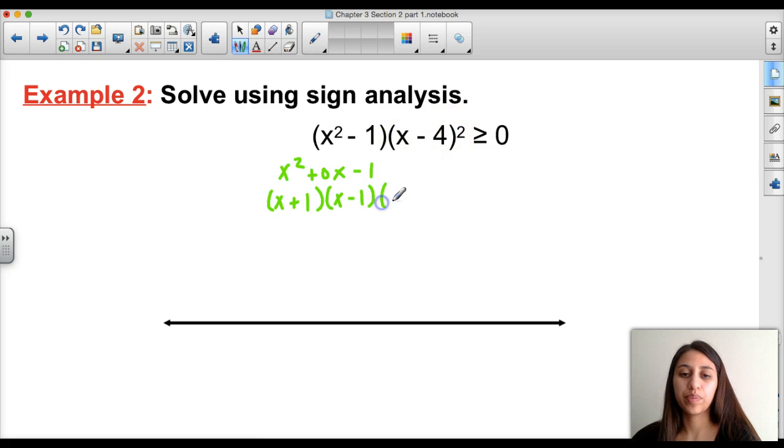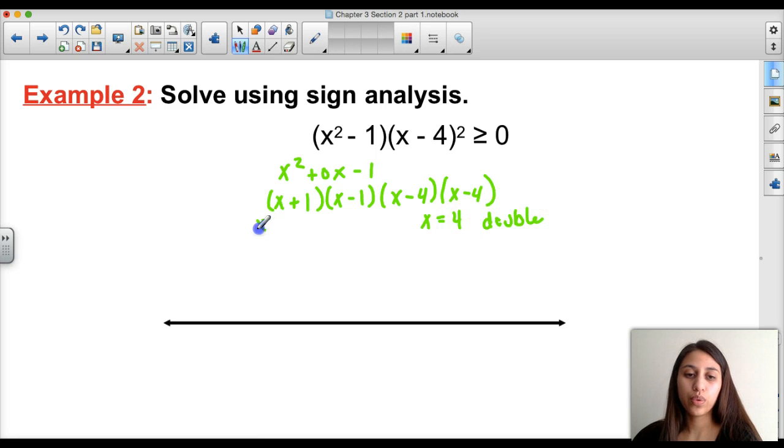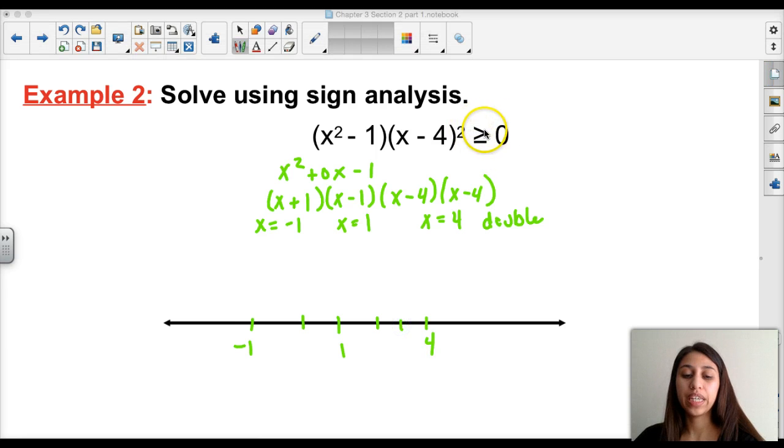Then we can just expand this here because that's doubled. So it's always good to note when you have a double. So x equals 4 is a double root. So remember the signs will have to stay the same on each side of that 4. And our other roots are x equals -1 and x equals +1. So now we'll just plot these. So -1, +1, and 4. This is equal to, so that means these will be closed circles on each of our roots.